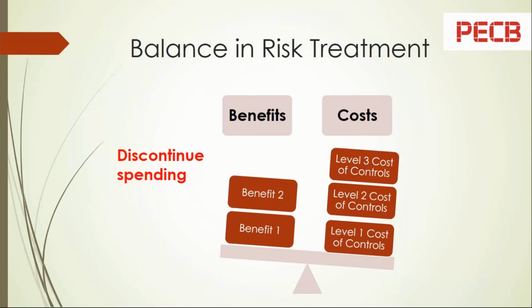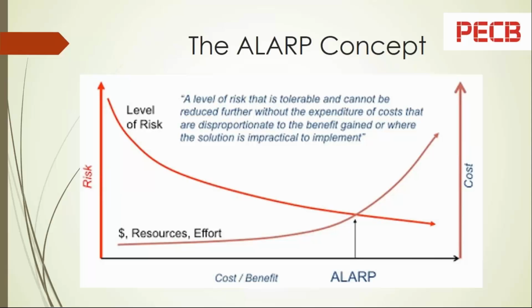However, on the other hand, if cost exceeds benefits, as depicted here, what should you do? Discontinue spending. And this will be brought to light in the next slide, which speaks to the ALARP concept. That acronym, ALARP, means as low as reasonably practicable. It's a level of risk that is tolerable and cannot be reduced further without the expenditure of costs that are disproportionate to the benefits gained or where the solution is impractical to implement.